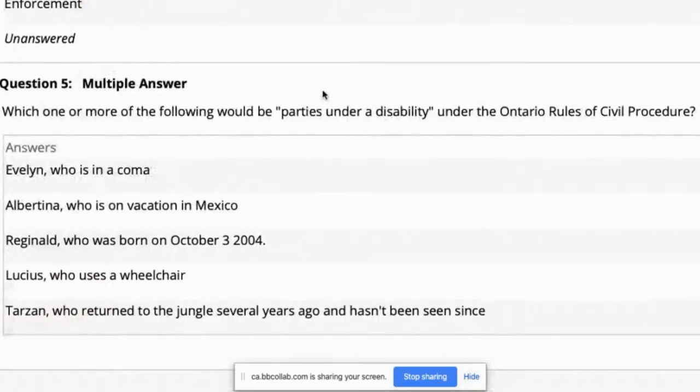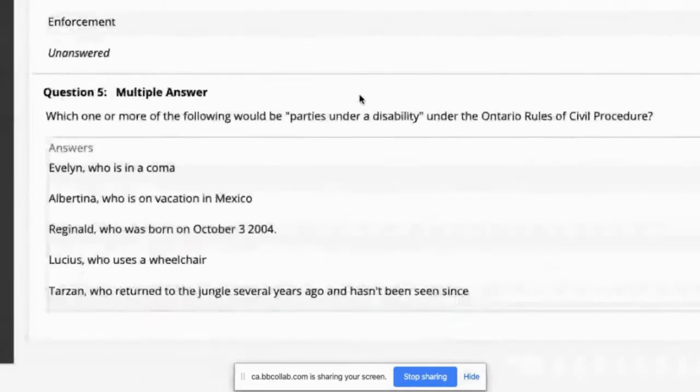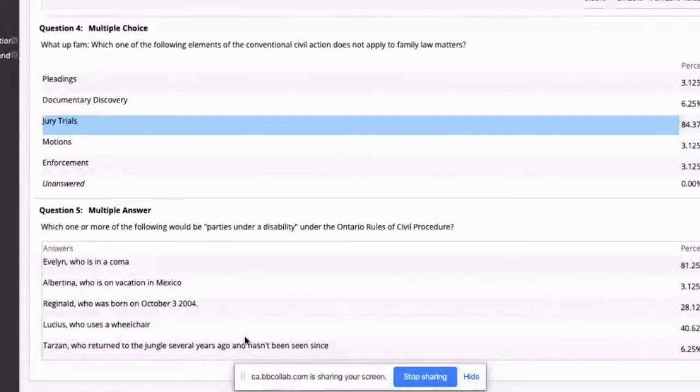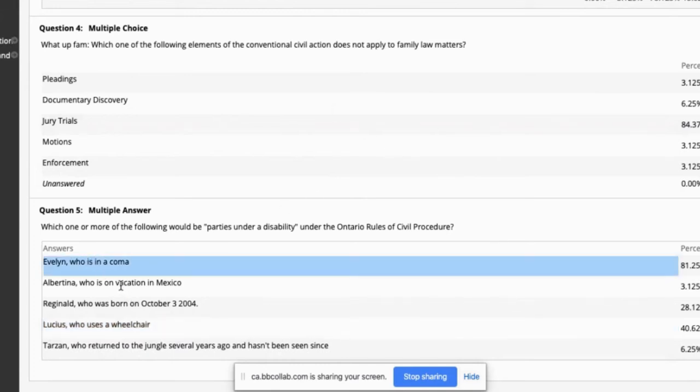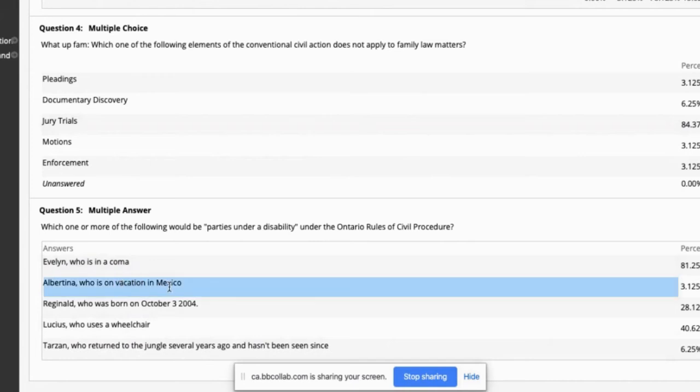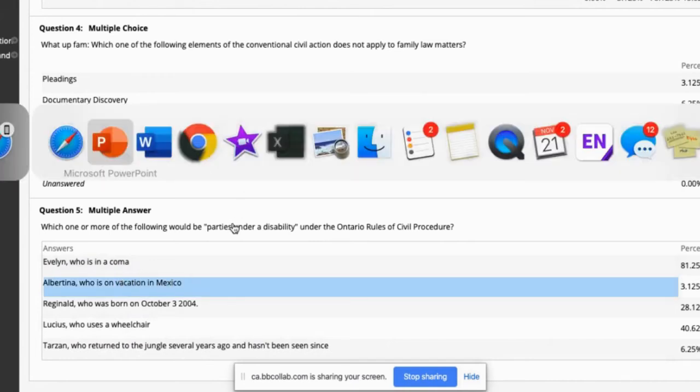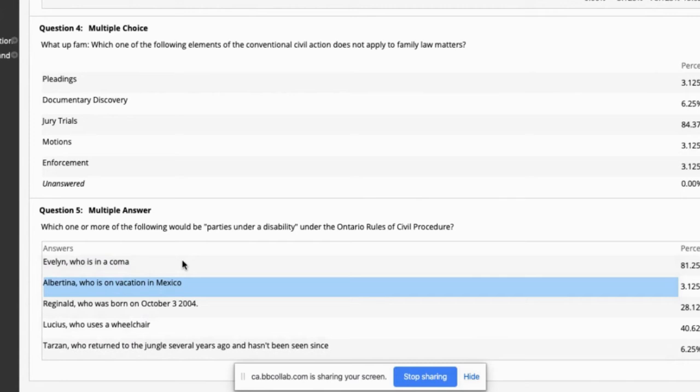Okay, so all these people need this alternative justice, and this is what the participation question was about, right? So which of these people are parties under a disability? I tricked many of you with this one, right? Using a wheelchair does not make you a party under a disability, because that's no reason why you can't instruct the lawyer and make decisions in civil litigation like anyone else. This person cannot do so. She is not under a disability. She's left Ontario, but she is not an absentee. She's coming back.